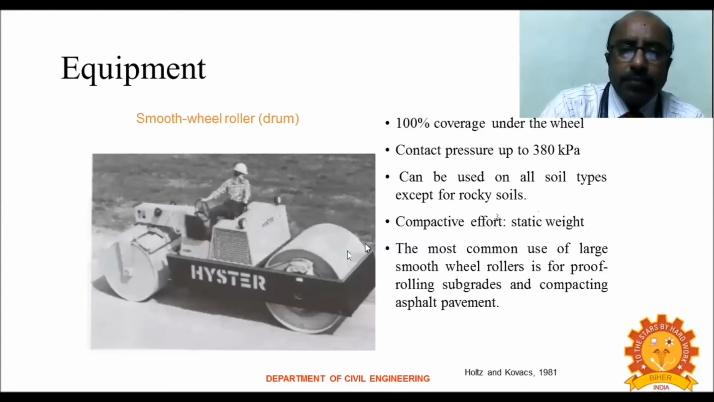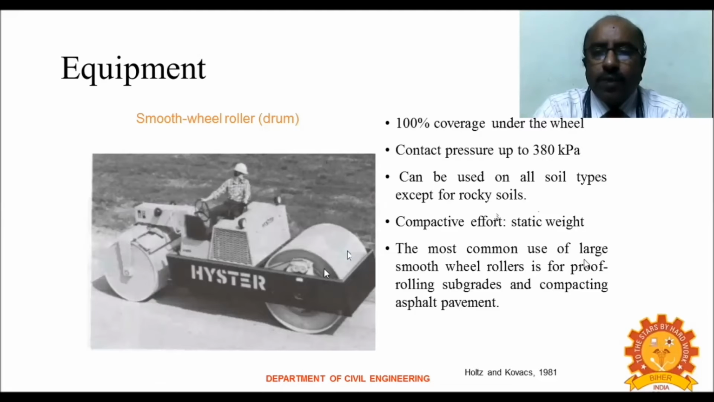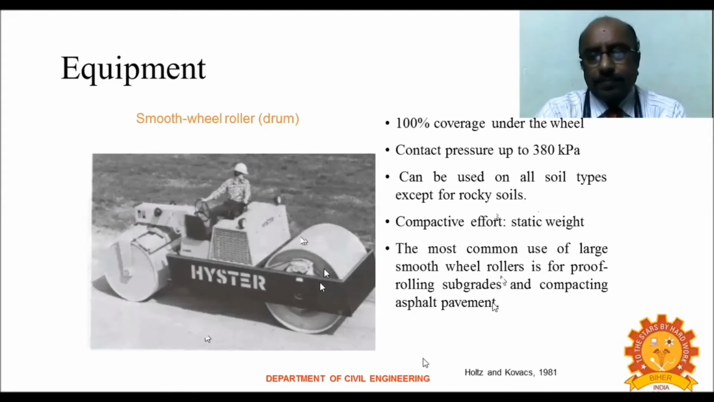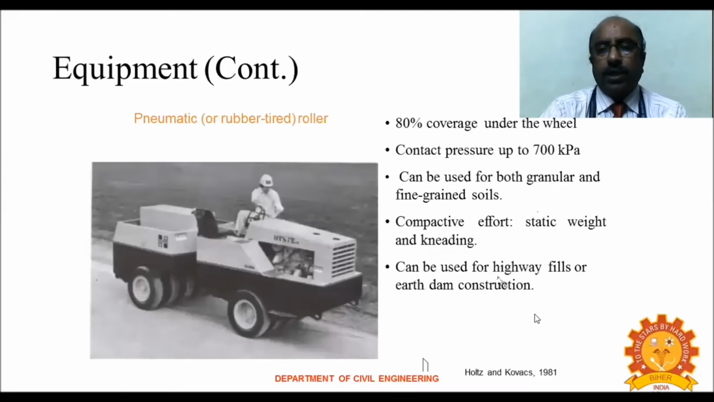And here, the compacting effort is nothing but the static weight. The weight of the drum applies pressure on the soil, thereby the loose soil is compacted, or the air in the voids is expelled, and the soil particles are made to come close. The most common use of large smooth rollers is for proof loading subgrade or compacting the asphalt bed. So for pavement, the subgrade is most important. That is the foundation, so there we adopt this technique. Thereby we can compact a very large area within a short time.